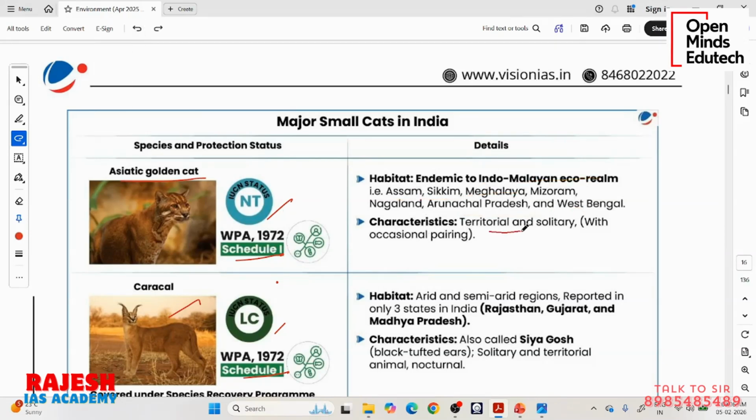Then characteristics, territorial and solitary. You will see most cat species are territorial, okay, except this fishing cat, etc. And they are solitary, they are not group animals, like elephants are group animals, okay. Then we will see something called wild yak in later slides. It is a group animal, they will move in groups of 50, etc. But these golden cats, these cats in general are territorial and solitary.